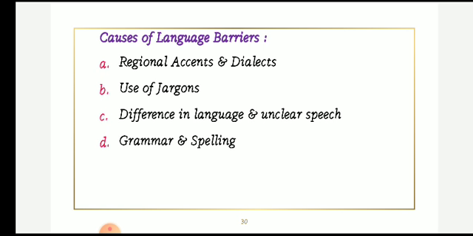If you are using some phrases or specific terminologies which are known and spoken only in that specific language, those things are not known to people speaking a different language, and this will create a problem in understanding the message.